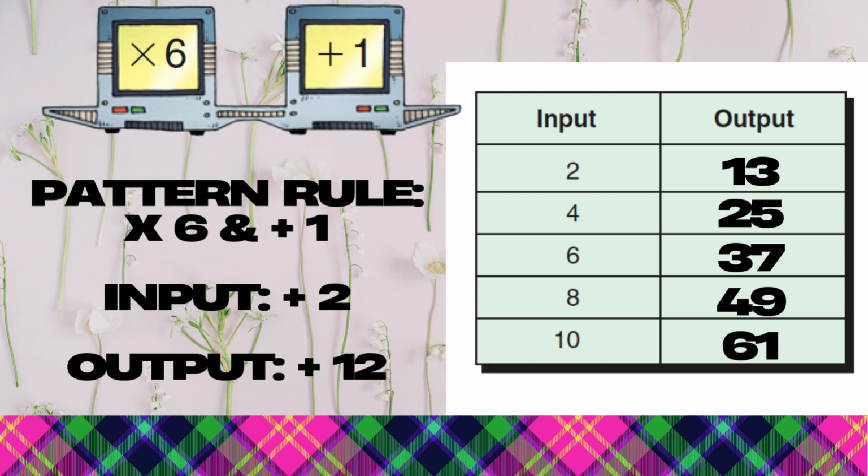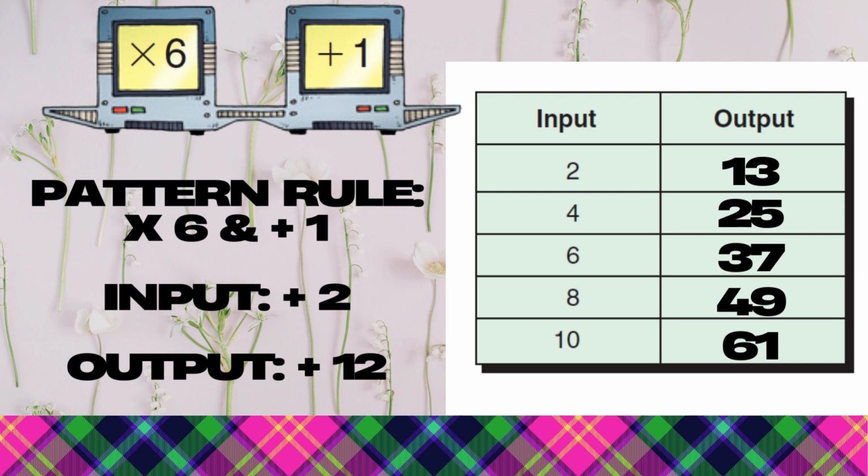All right, welcome back. Here are your answers. I hope you all had success in finding out that the output column should be 13, 25, 37, 49, and 61. Remember, you started with an input of 2. When that input is put into the input-output machine, the first operation was to multiply by 6. 2 times 6 is 12. And then the next operation was to add 1. 12 plus 1 equals 13, and 13 is the output.